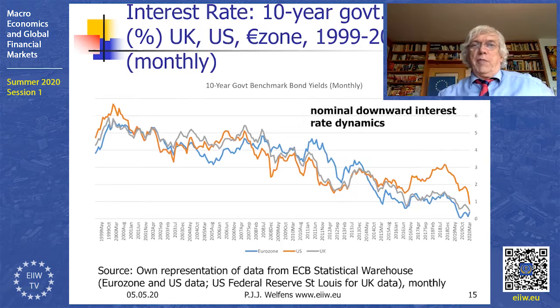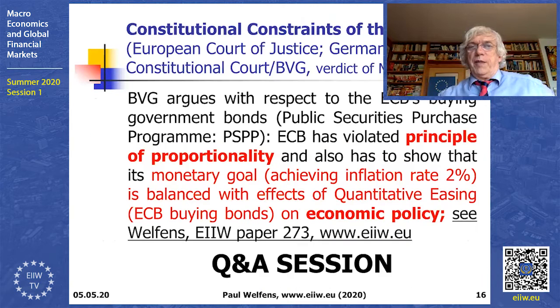per barrel. Okay, here we have the nominal interest rate, monthly values for UK, US, and the Eurozone. So the UK is the gray line, US is in orange, and the Eurozone is in blue. And we can see, I would say, a long-term parallel decline of the nominal interest rate.